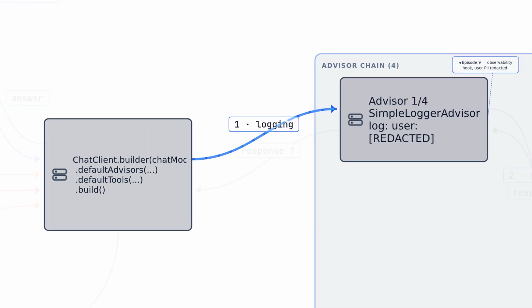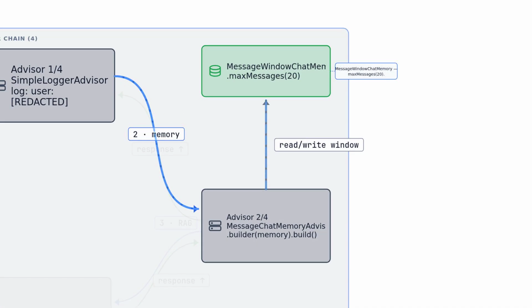First in the chain, logging, your observability hook, seeing every request and response as it passes through. Redact user PII, never log raw. Second, memory. A follow-up question doesn't start the conversation from zero. A message window chat memory keeps the last 20 turns.